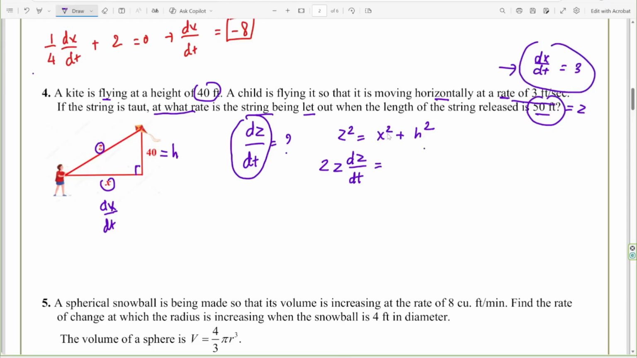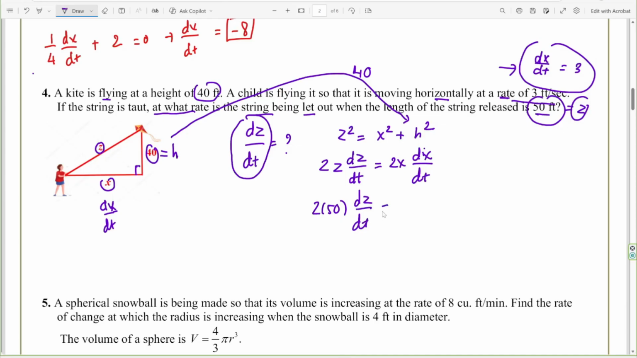So, check the derivative of this one with respect to t. It's going to be 2s dx over dt, right? Now, the height right here is given, 40, right? We substitute 40 for h right here. And then when we take the derivative, it's going to be 0, right? Now, we're given z equals 50 right here, right? So we have 2 times 50 times dz over dt equals 2 times s, but s is not given, right?